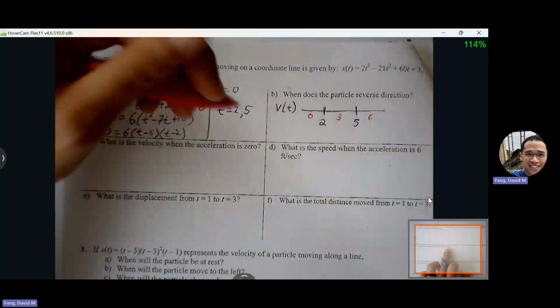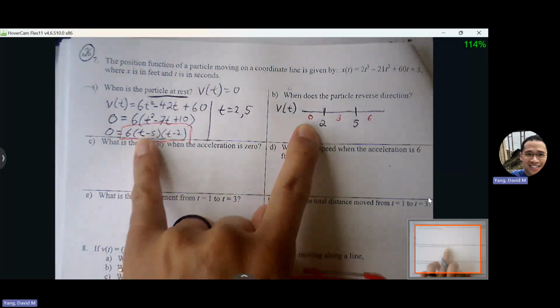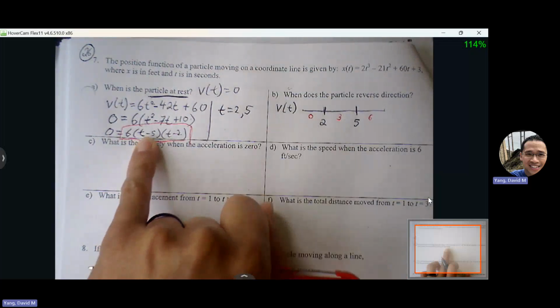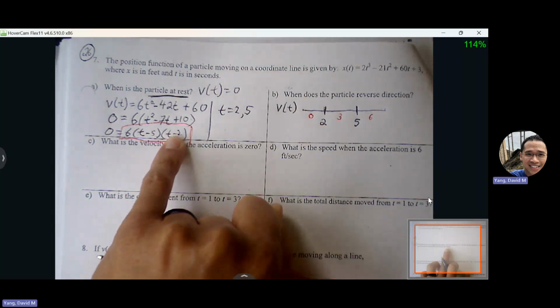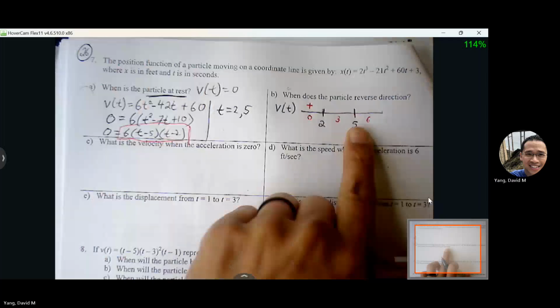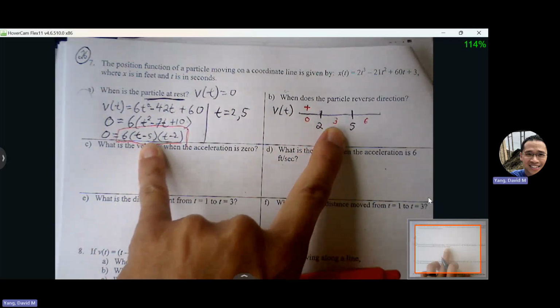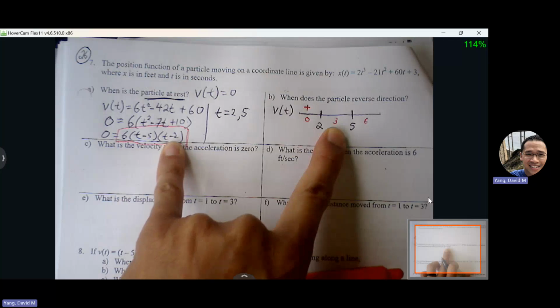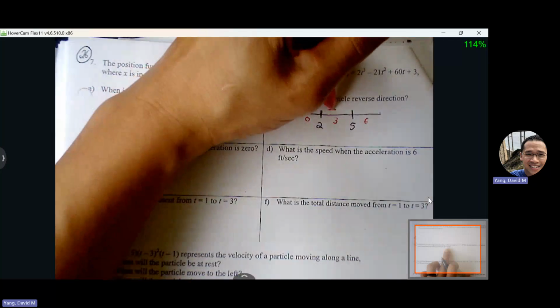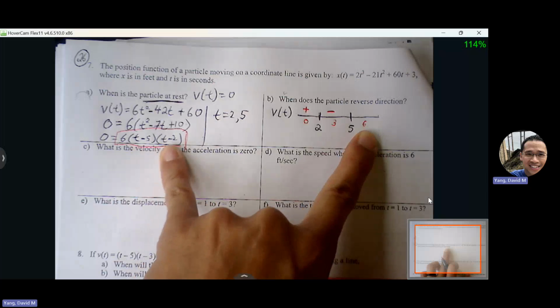So I like to plug it into the factored form. It's easier, less calculations. So if I plug 0 in for t, positive or negative? Negative. 0 minus 2, negative. 2 negatives makes positive. Okay. Plug 3 in. 3 minus 5, negative. 3 minus 2, positive. Negative times positive is negative. Okay. Plug 6 in for t, positive.